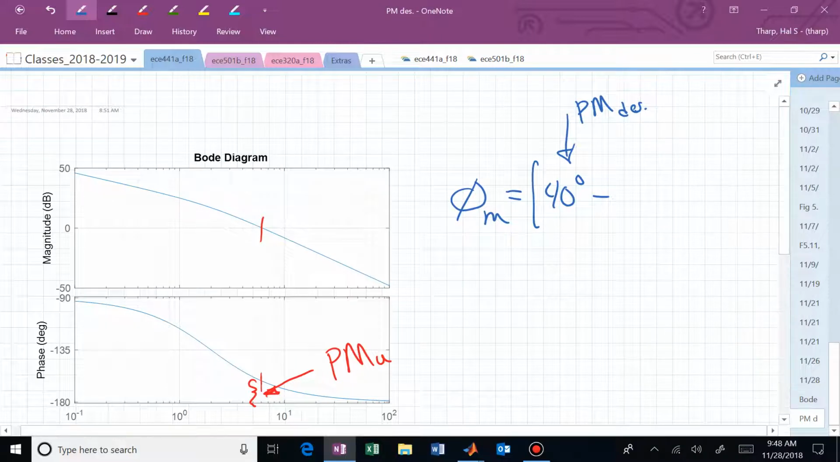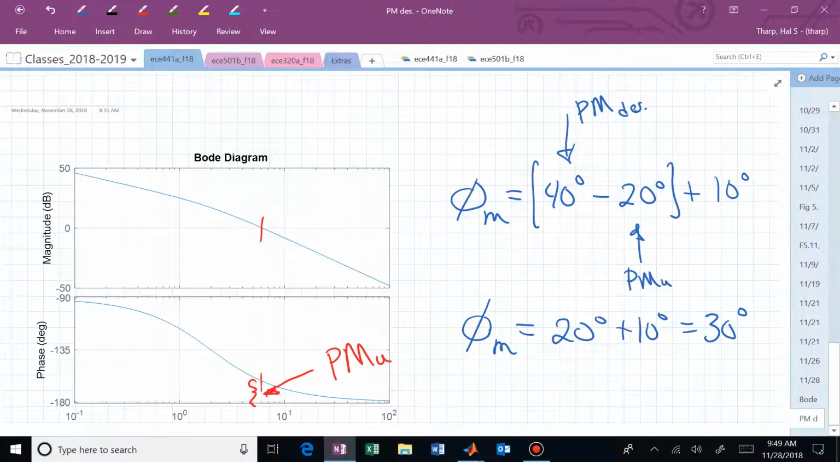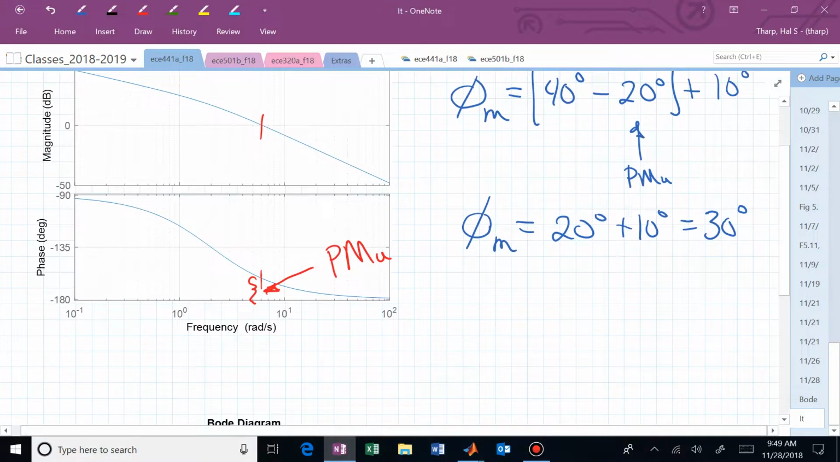This is now whatever we said it was, phase margin uncompensated. And this is our safety margin, which we could say is, let's say, 10 degrees. So now what do we know? We now know the phase that we want to add. We need to add 30 degrees with our controller. What's our next step in this process?